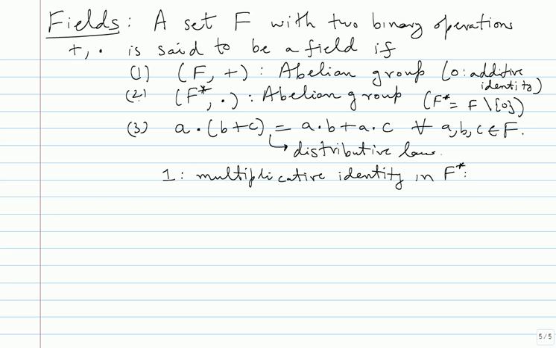Okay? So 0 and 1. Okay, so using the distributive property and all these things and the abelian nature and all that, you can show some very interesting results. Okay, so for instance, you can show some things just based on this definition.